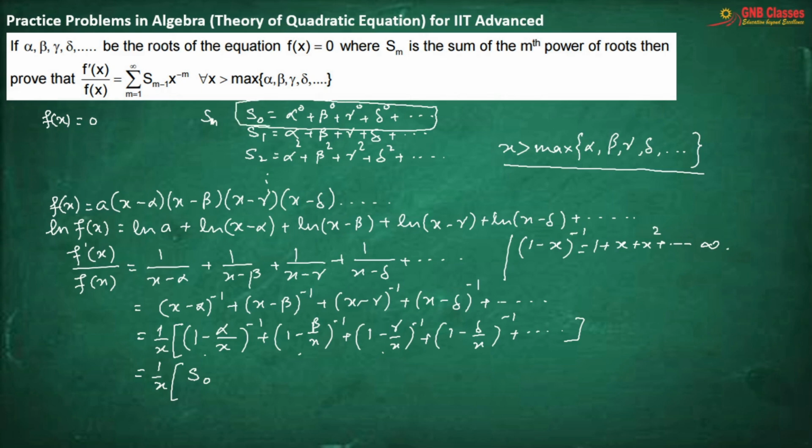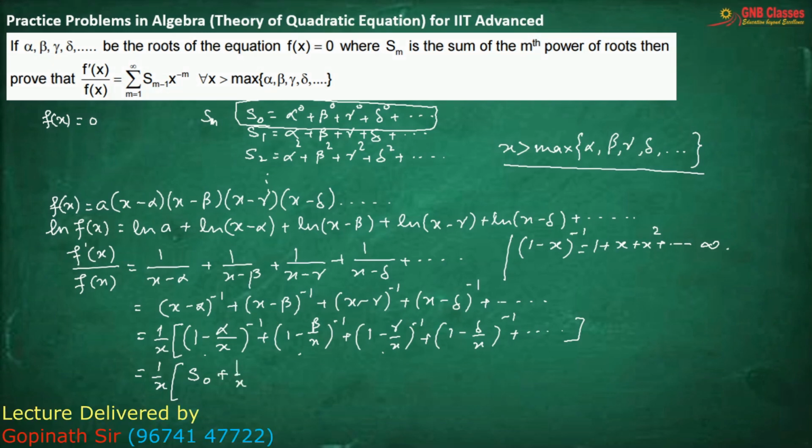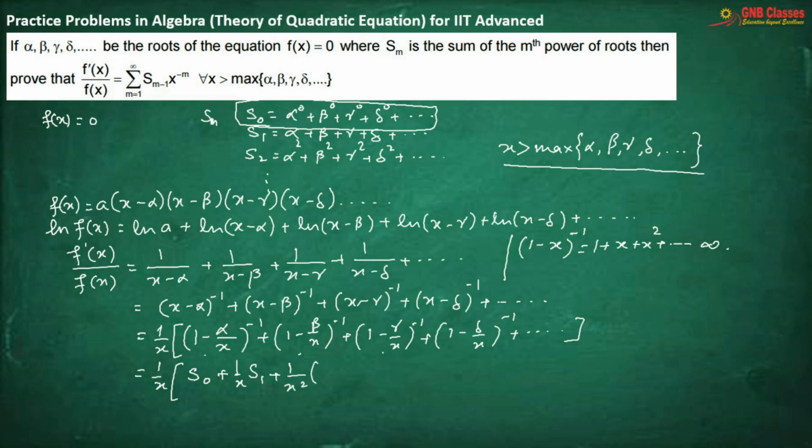Is it clear? Next, if I expand, the next term that we are going to get is alpha/x. From the second expression, we get beta/x. From the third expression, we get gamma/x, and so on. So if I take 1/x common, we are going to get alpha plus beta plus gamma plus delta and so on, which is nothing but your S_1. Similarly, the third term will be 1/x squared times (alpha squared plus beta squared plus gamma squared and so on), so it is nothing but your S_2. Then the next term will be S_3 and this goes on.